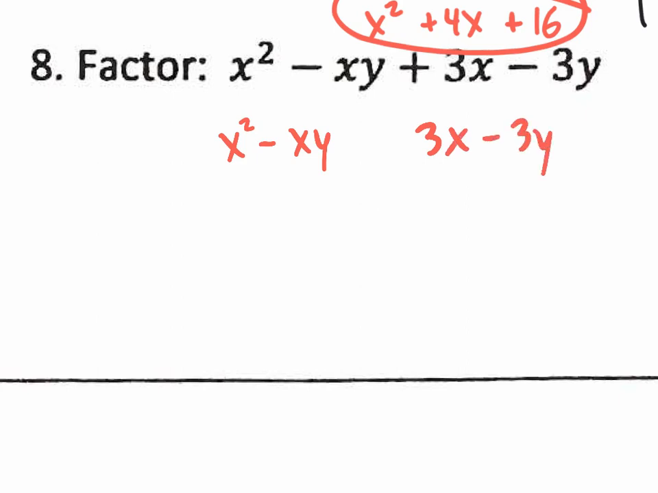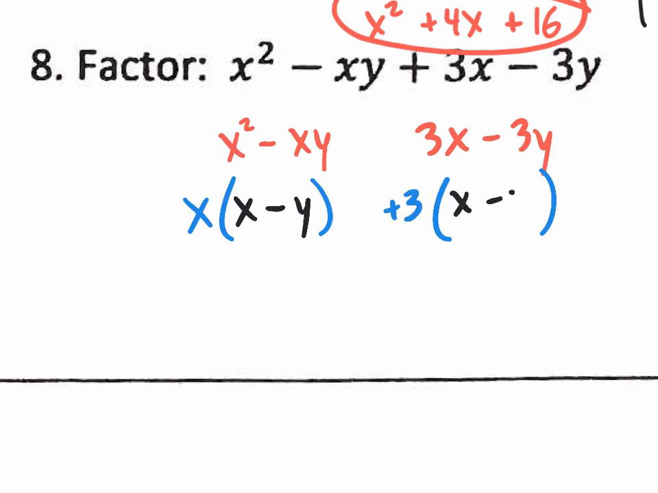In the first group, what could I pull out? X. What would I have left on the inside? X minus y. Okay, in the second group, what could I pull out? 3, a positive 3. And what will be left on the inside? X minus y.